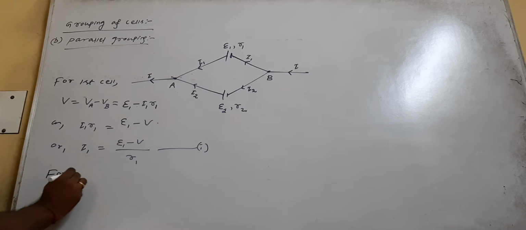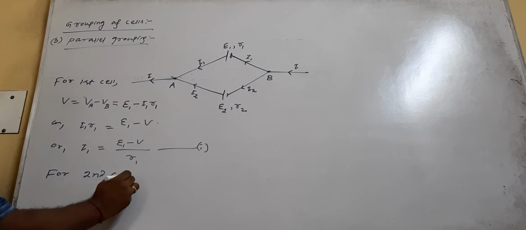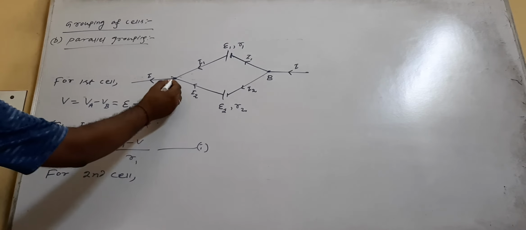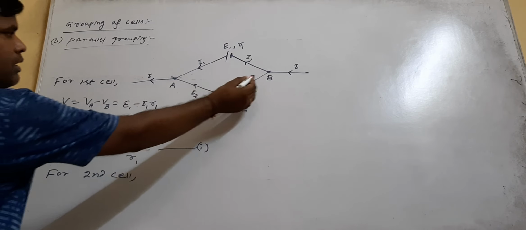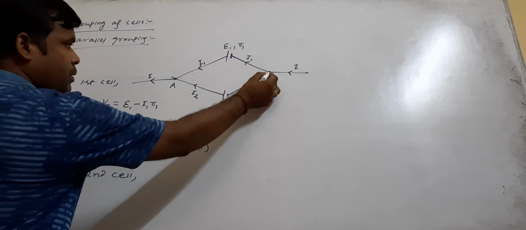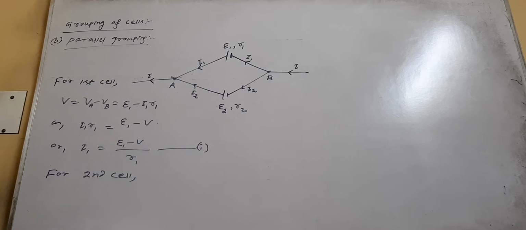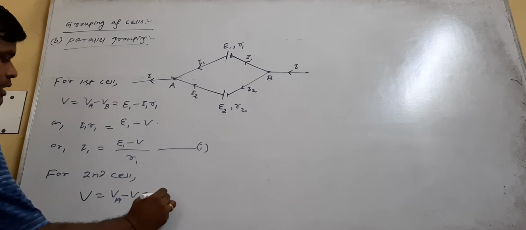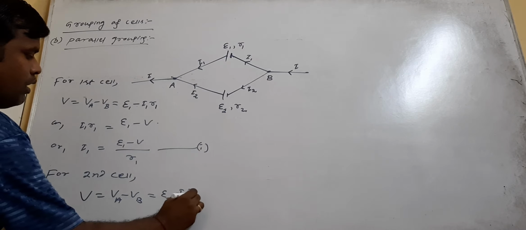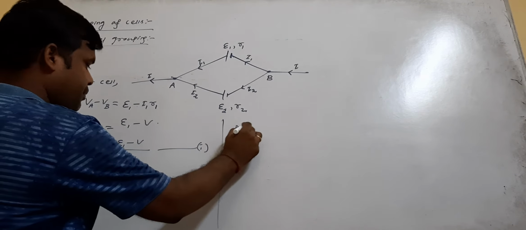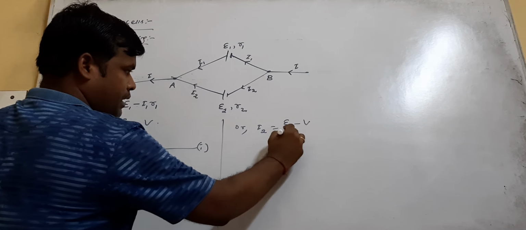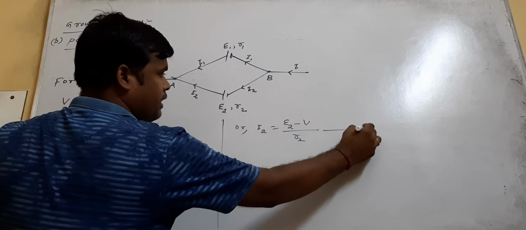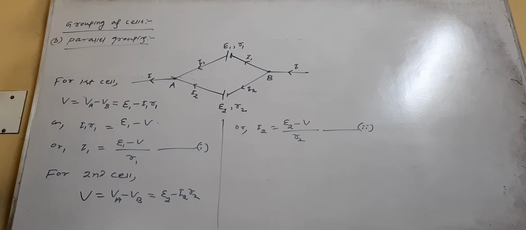For the second cell, you see the points A and B, the potential difference across the second cell, that is VA minus VB, same as the first cell. So you can write V is equal to VA minus VB, that is E2 minus I2 R2, or I2 is equal to E2 minus V by R2. It is your equation number 2.